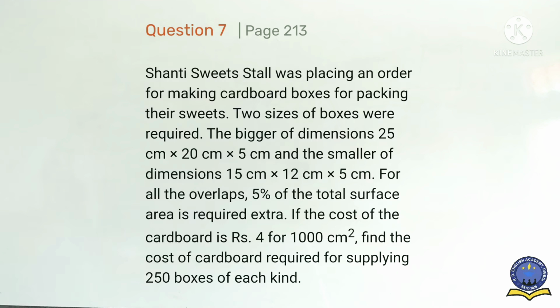So that means here, first of all, 2 types of boxes are given. One is the bigger one, another one is the smaller one. And here we have to find out the cost of the cardboard required for supplying 250 boxes of each kind. Overlap is also given, 5% extra of the total surface area is required extra. So in total, 250 boxes are there.